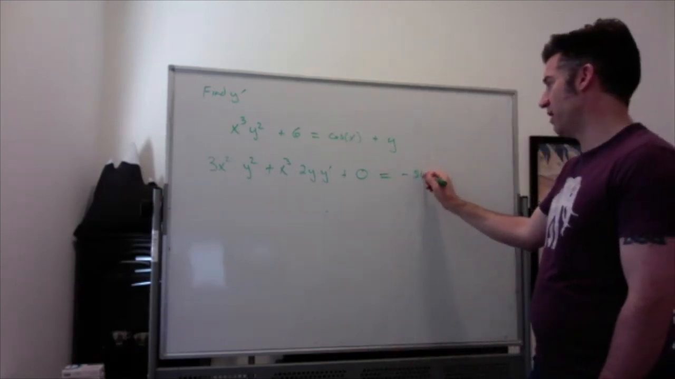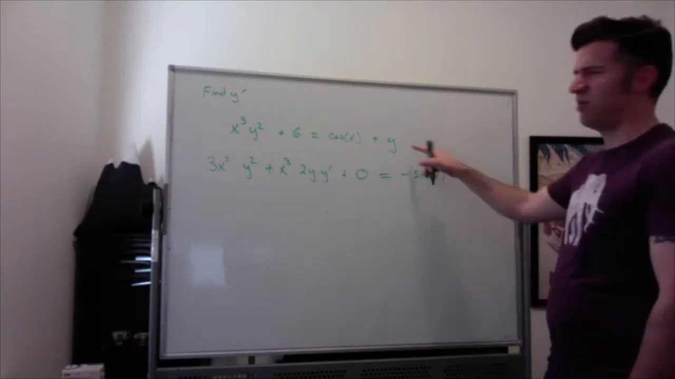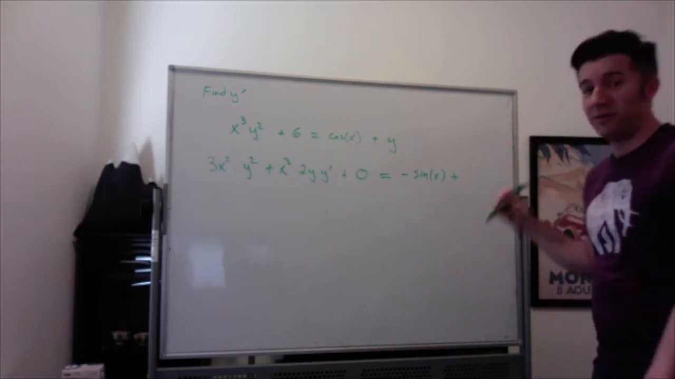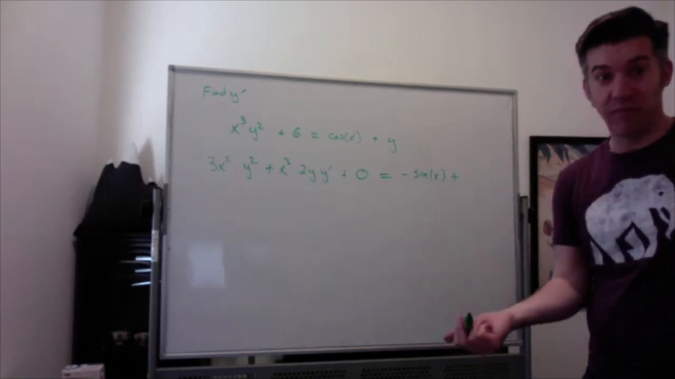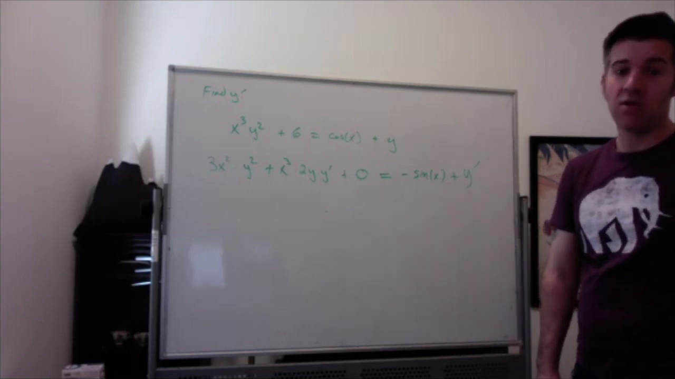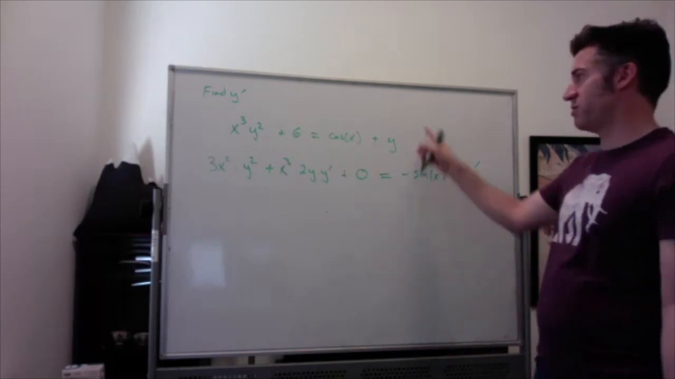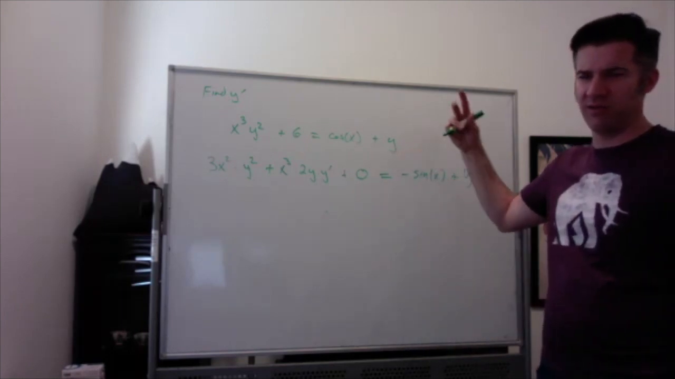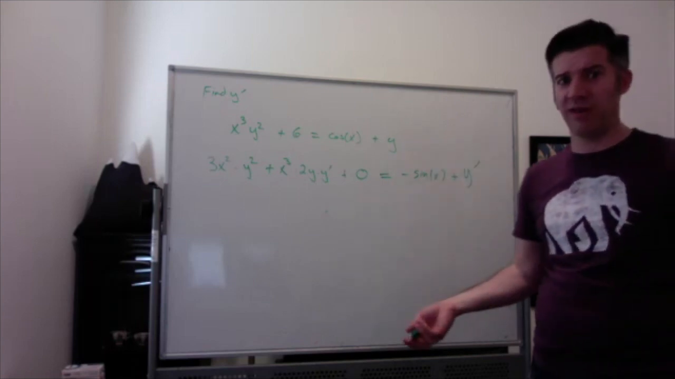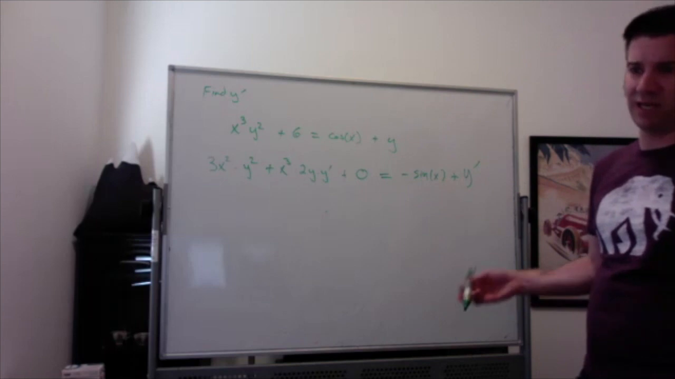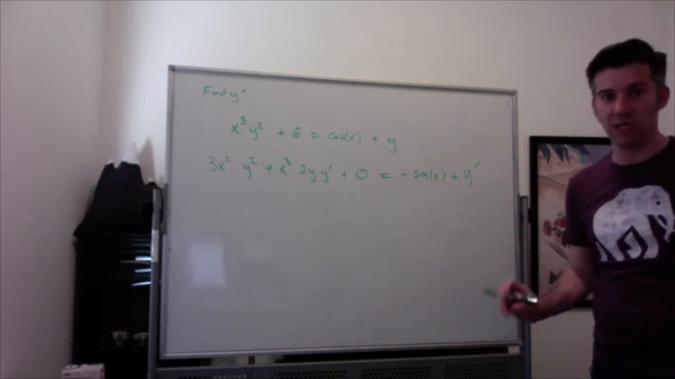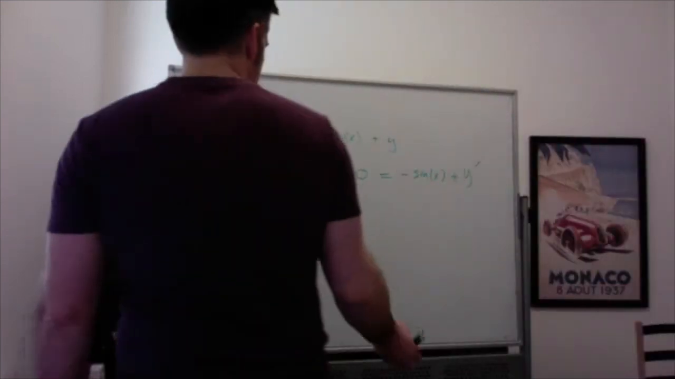Equals the derivative of cosine of x, which is negative sine of x, plus what's the derivative of y? y prime. Right, the derivative of y is y prime. You can also say, I've got the derivative of some stuff, which is 1 times the derivative of stuff, which is still just y prime. So whenever you have just a y by itself, the derivative of y is just y prime. But you can also say it's 1 times y prime if you want to be chain rule about it.